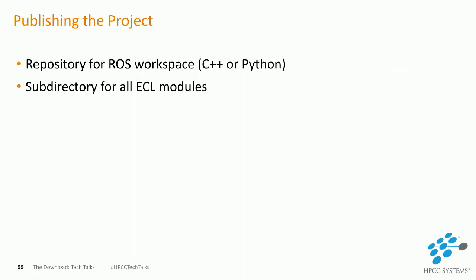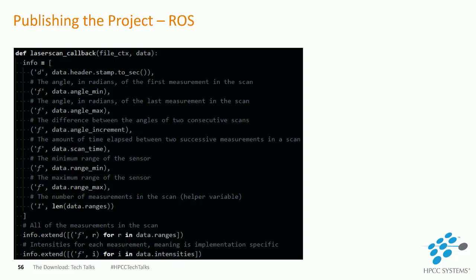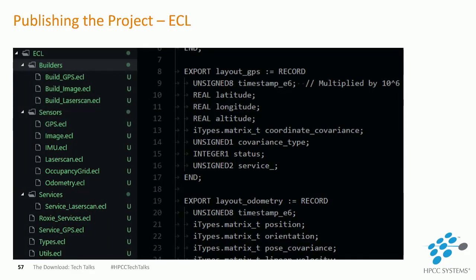As for publishing the project, there's a repository containing the ROS workspace, and with ROS you can use C++ or Python to create your packages, and there's also a subdirectory inside the workspace containing all of the ETL modules I wrote. So this is just an example of some of the code that you might write in ROS. This is the Python implementation of the code used to convert the laser scan messages from a scanning rangefinder into something that can be ingested through ECL Watch. And here's an example of my layouts used in ECL to contain the records for all of the sensors that I implemented.